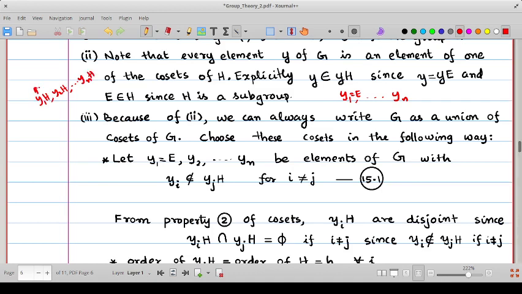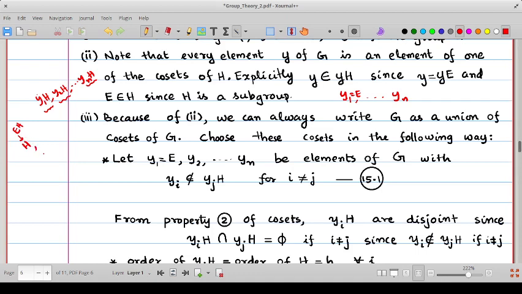Remember, if we have taken y1 to be the identity element, then y1H would be identity times H, which would be H itself, the subgroup H itself. And we will choose y1, y2, y3, etc. in such a way that all these cosets are disjoint. So this can be constructed in the following way. Suppose we start with the subgroup itself. So that is actually equal to the coset eH.